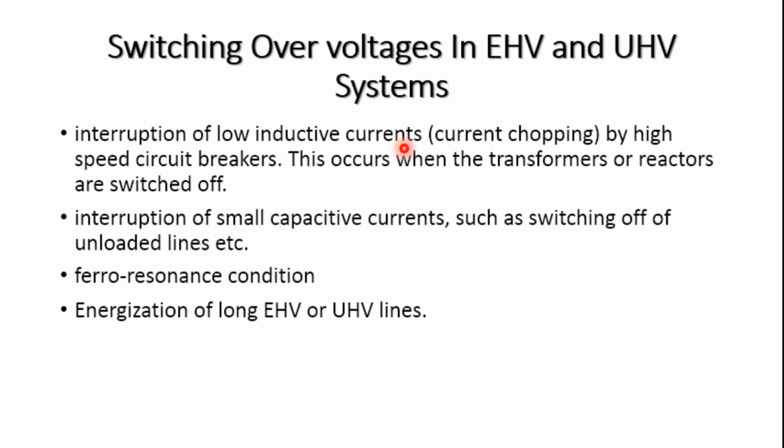The different situations under which this is going to happen are summarized as below. The first one is interruption of the low inductive current by high speed circuit breakers. This occurs when transformers or reactors are switched off. Next, we have interruption of small capacitive current, such as switching off of unloaded lines, etc. Then we have the ferroresonance condition.